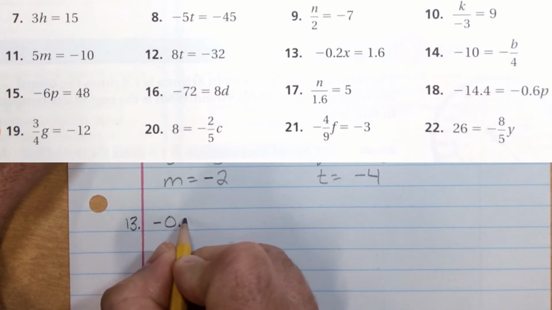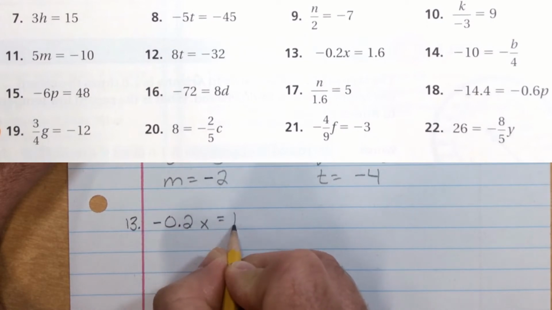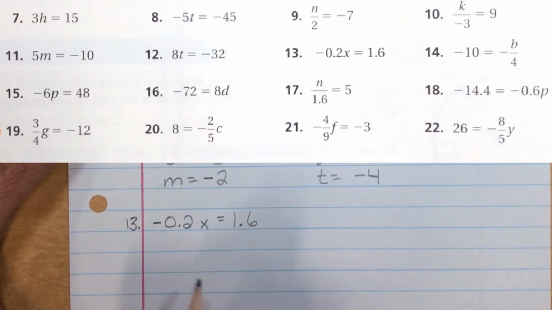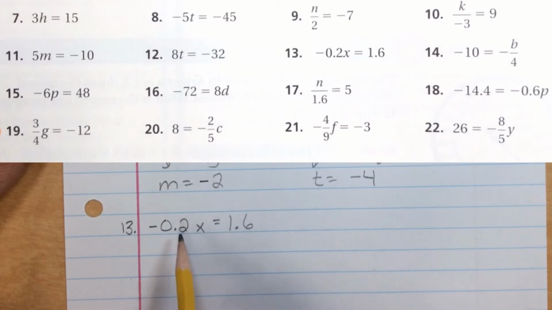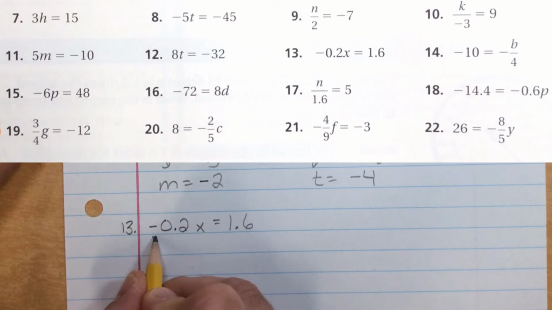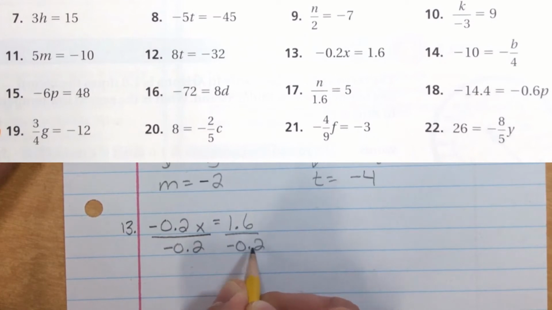Negative 0 and 2/10 x equals 1 and 6/10. Well, nothing changes just because I went from integers to rational numbers. So I'm multiplying here. And to undo multiplication, I divide. So I divide by negative 0.2. I divide by negative 0.2.